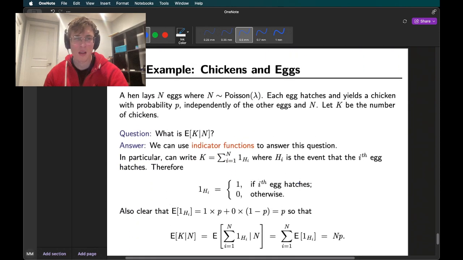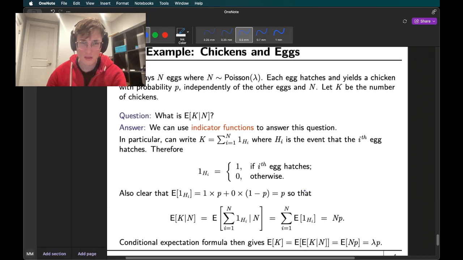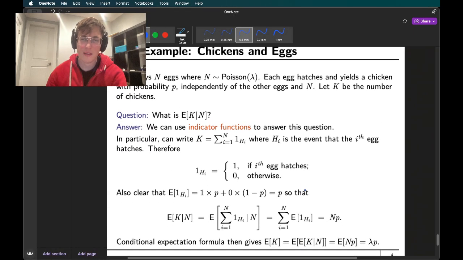Okay. An example: chicken and eggs. A hen lays N eggs, where N is approximately Poisson. Each egg hatches and yields a chicken with probability p, independently of the other eggs. Let K be the number of chickens. What is the expectation of K given N?